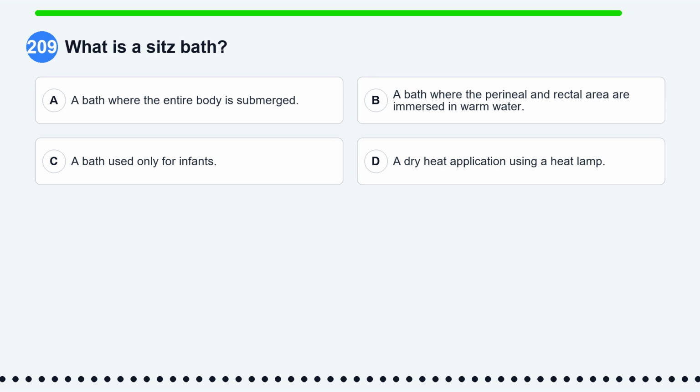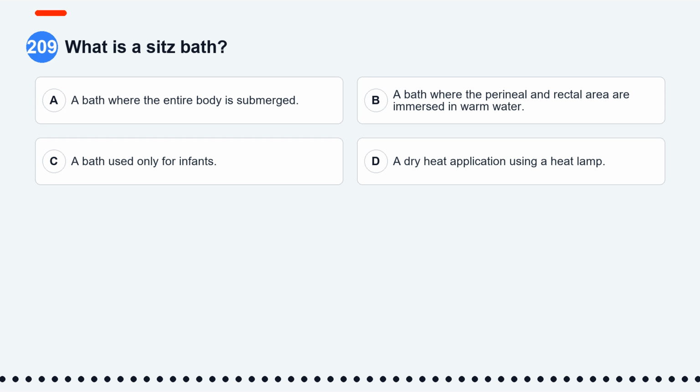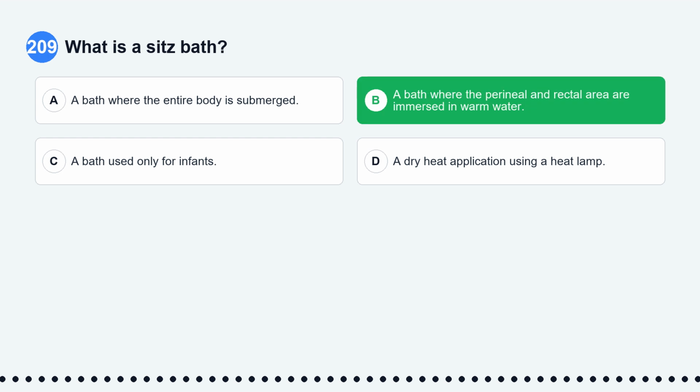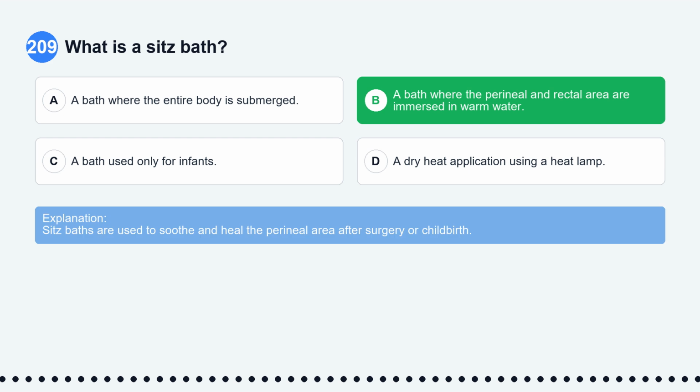Question 209. What is a sitz bath? Option A, a bath where the entire body is submerged. Option B, a bath where the perineal and rectal area are immersed in warm water. Option C, a bath used only for infants. Option D, a dry heat application using a heat lamp. The correct answer is option B, a bath where the perineal and rectal area are immersed in warm water. Sitz baths are used to soothe and heal the perineal area after surgery or childbirth.